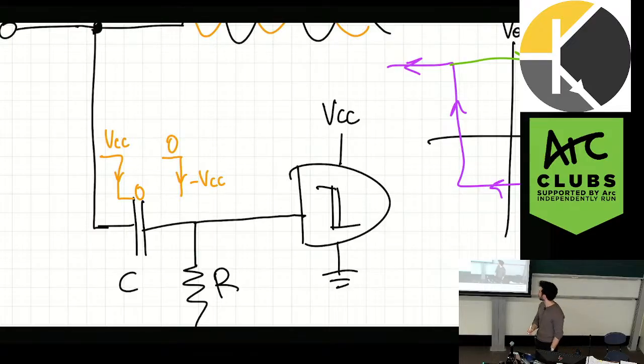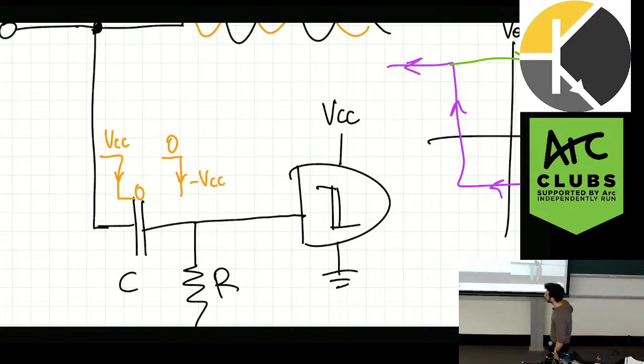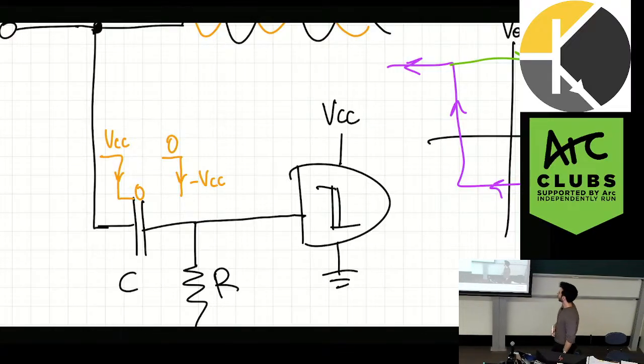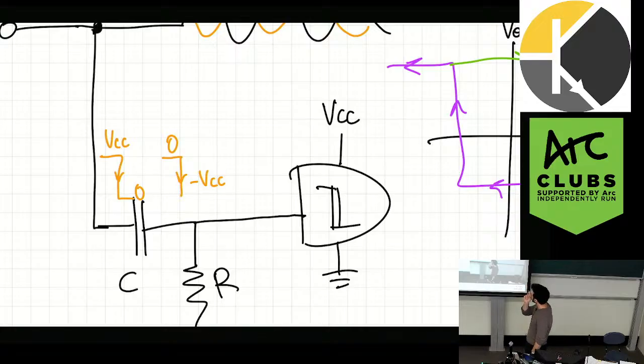Why is this bad? Yeah, the Schmitt trigger does not have this range, right? It cannot handle a negative VCC. Generally, it can handle ground minus 0.3 volts, but we're throwing in negative 3.3 volts. This can be really bad for the Schmitt trigger. How could we fix this?